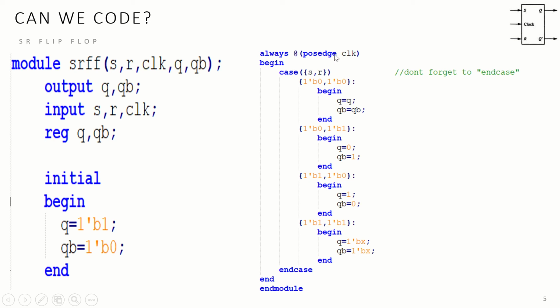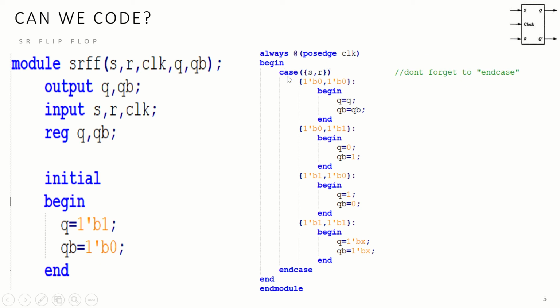Always at the positive edge of the clock, which means my flip-flop will work only when it is positive edge triggered, which means only when the clock is 1 do things work. Otherwise, it is not functioning as a flip-flop and it will stay just as a wire. Remember it. Now what will happen?